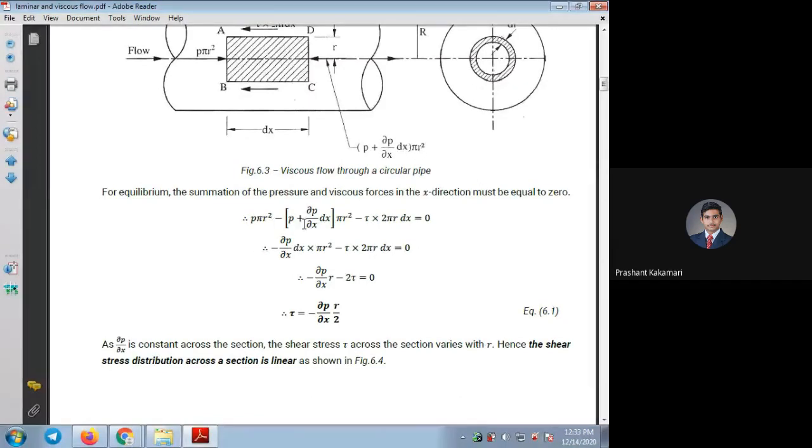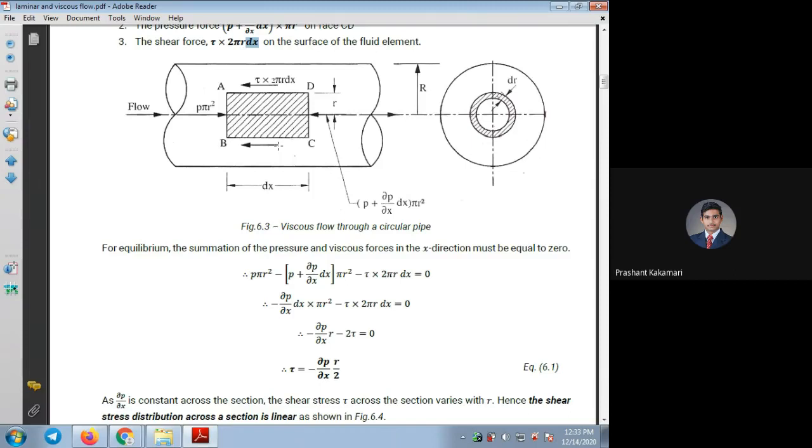P into pi r square minus P plus dou P by dou x dx into pi r square minus. So why is the minus sign taken here? Because the shear force and the pressure force on the other face, these two forces, shear and pressure force, are opposing the flow. The pressure applied because of the flow is in the positive direction because it is flowing to the right side, and these two forces are applied on the left-hand side. So I'm taking minus tau into 2 pi r dx equal to 0.